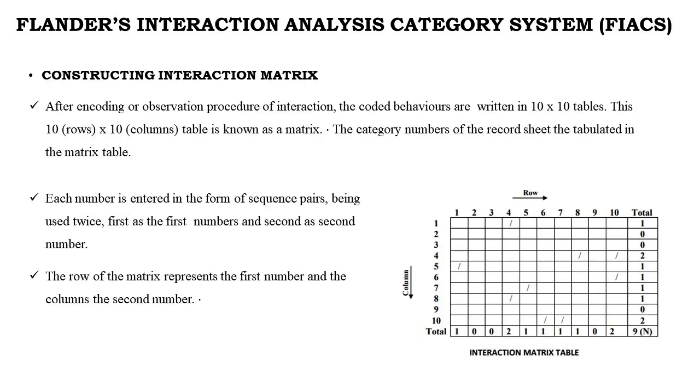Constructing interaction matrix. After encoding or observation procedure of interaction, the coded behaviors are written in a 10 times 10 table. This 10 rows by 10 columns table is known as a matrix. The category numbers of the record sheet are tabulated in the matrix table. Each number is entered in the form of sequence pairs, being used twice, first as the first number and second as second number. The row of the matrix represents the first number and the columns the second number.